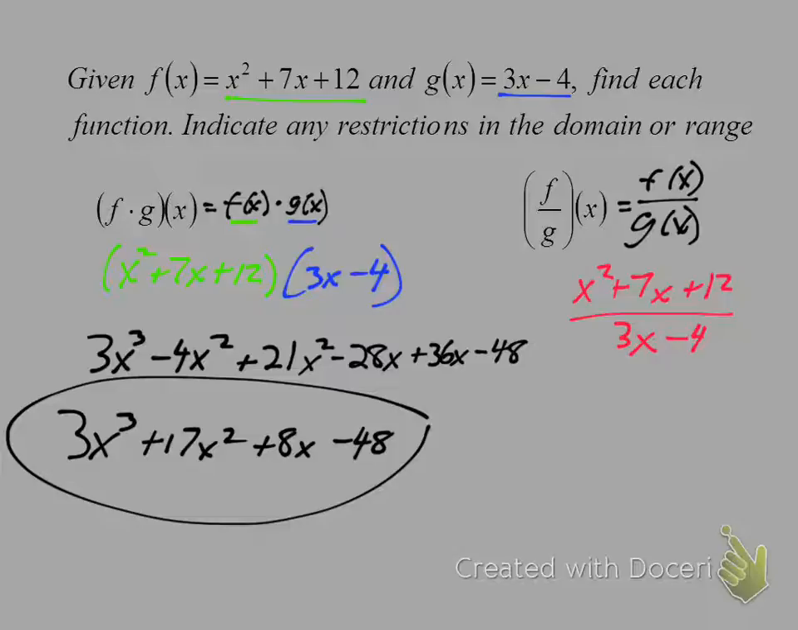Okay? f over g. But remember from the first slide, the only thing you have to do different here, you have to take your denominator and figure out what number you cannot put into x. And that number, whatever that left side is going to be, equal to 0. So you set that up. You take the denominator, you set it equal to 0, and you solve that equation. Okay? So add 4. Divide by 3.